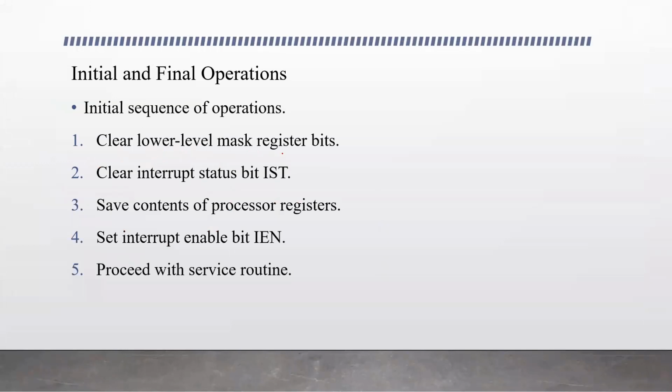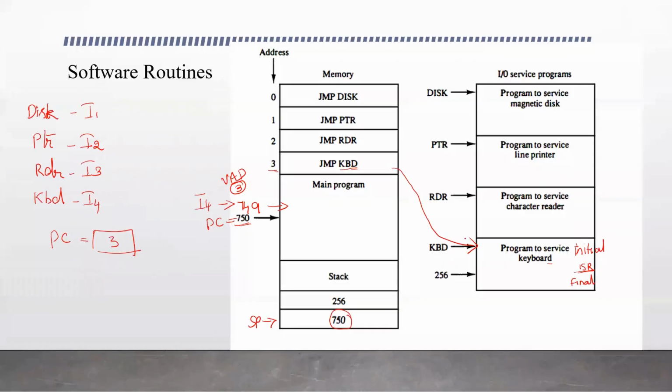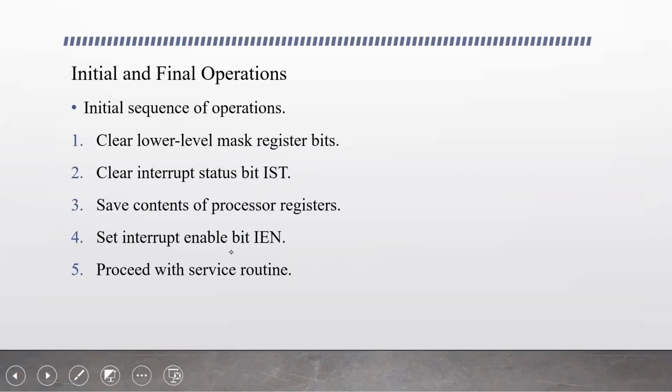Initially, the lower level mask registers are set to 0, meaning what? In the list, keyboard is the lowest priority device, so we do not have any other lower priority device. This means that all the other devices, disk, printer, and reader can interrupt the CPU during the execution of the routines, the program of this device. And after that, clear the interrupt status bit, save the content of the processor registers, and set the interrupt enable bit. IEN will be set to 1.